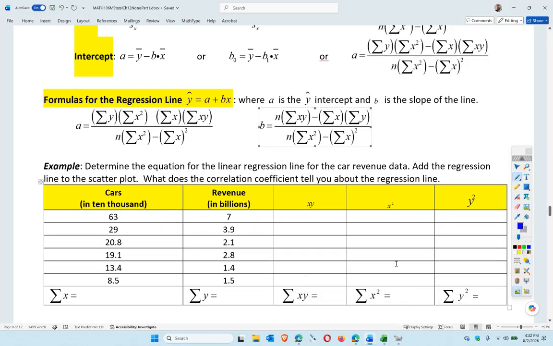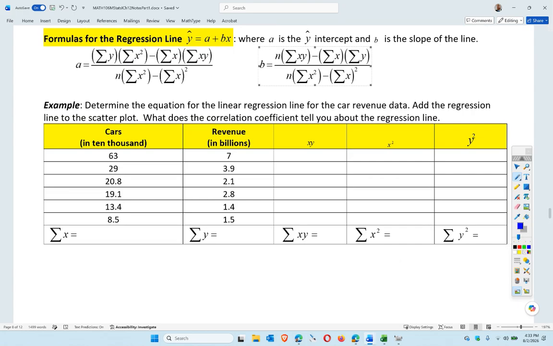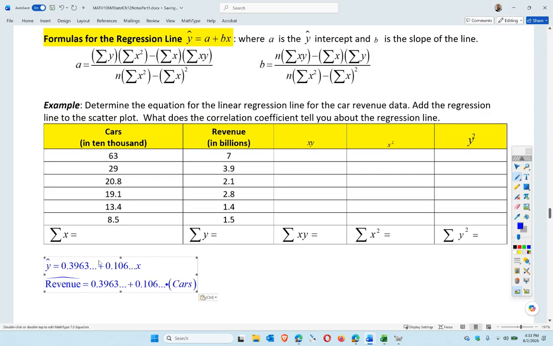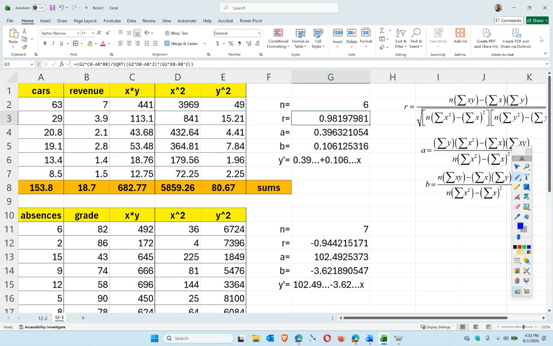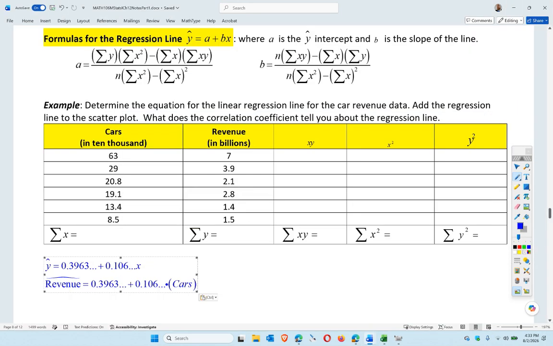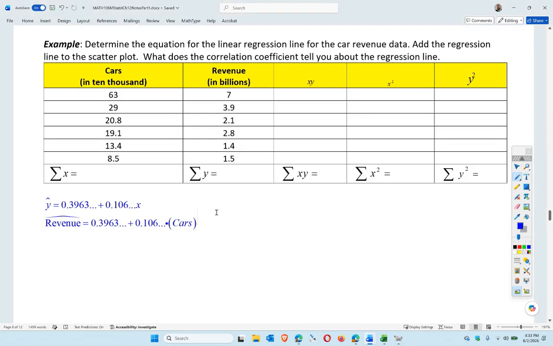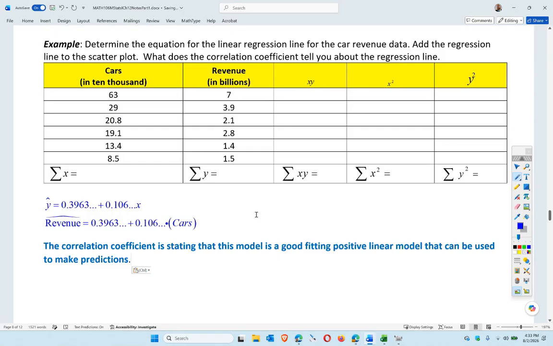Okay, so let's look at our notes here. What does the correlation tell you about the regression line? Okay, so let's think here for a minute. So if I copy and paste here. So this is our model, right? Which is you plug in cars, you get out revenue. Well, the correlation coefficient was what? It was 0.98, which is really good. So that means it's a good positive relationship, basically. So what we can say is the correlation coefficient is stating the model is a good fitting positive linear model that can be used to make predictions, right? So that equation is thumbs up good.